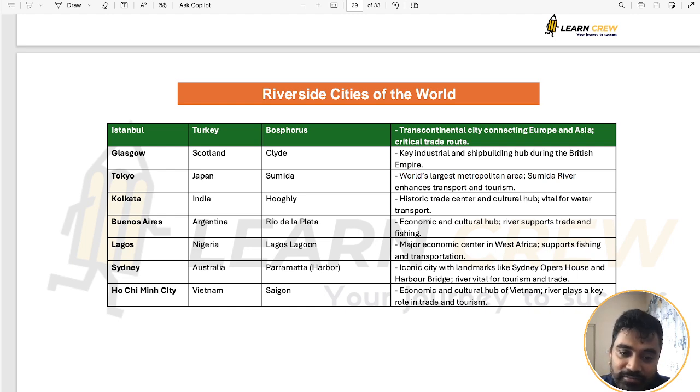Kolkata in India, the river near to it is Hooghly. Okay, the historic trade city, which is very specifically designed for commerce and connectivity.